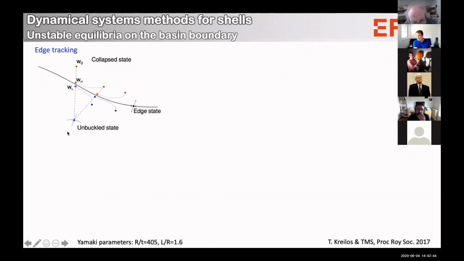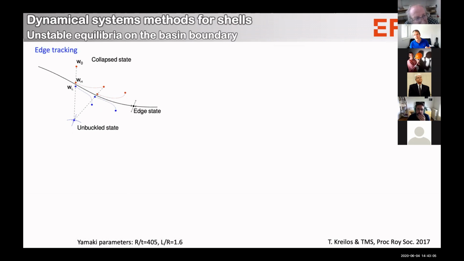So you have these two trajectories, and in between there will be an initial condition that neither collapses nor goes back to the unbuckled state, but remains in the stability boundary. And if you can find this one, which you can do by shooting methods, then it will approach automatically the attractor embedded in the basin boundary, which is this edge state.